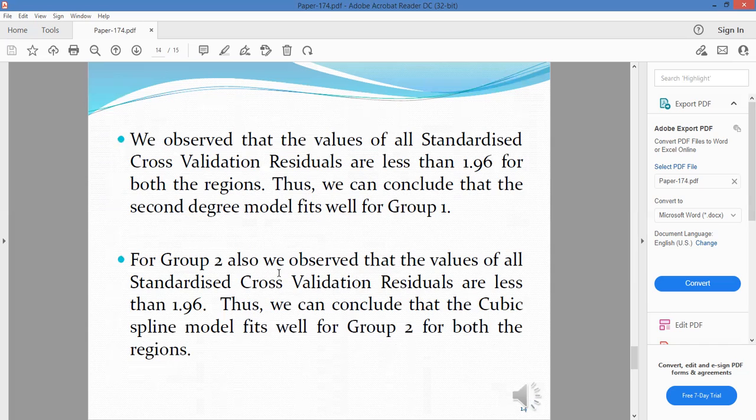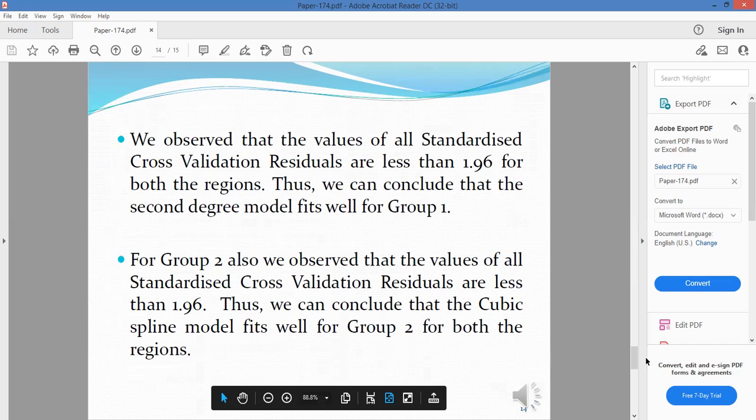For group 2, we observed that the values of all the standardized cross-validation residuals are less than 1.96. That is, we observed that in table 2. From table 2, we can conclude that the cubic spline model also fits well for both the regions for group 2.